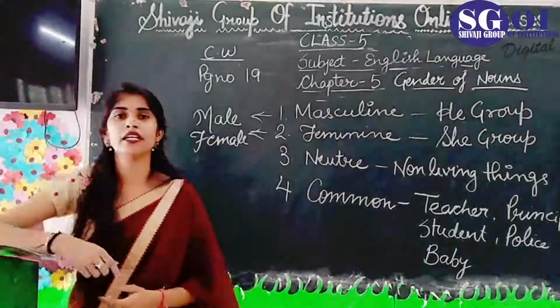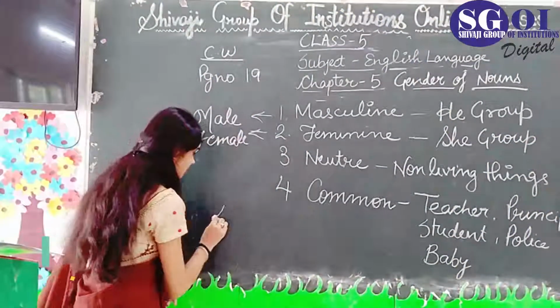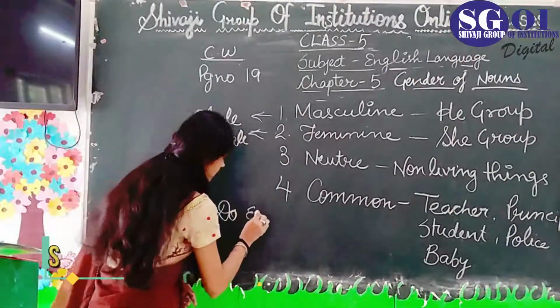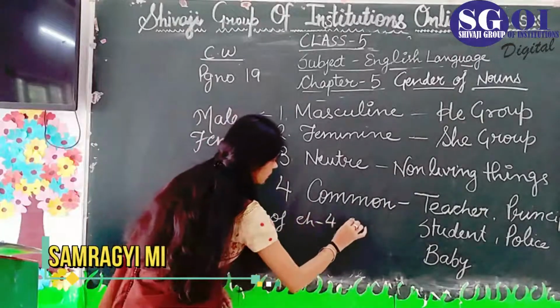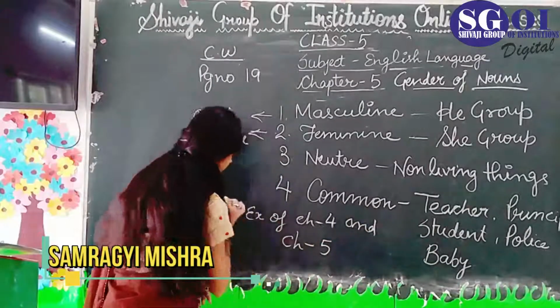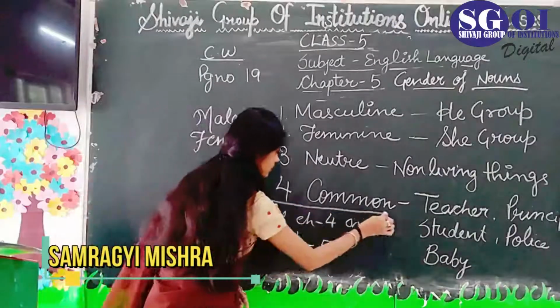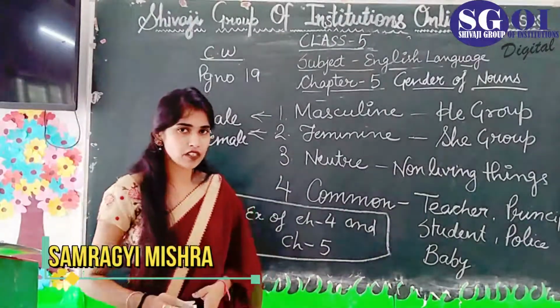So complete the exercise of chapter 4 and chapter 5, this is your homework. The writing should begin in green and the cursive letters will be there.